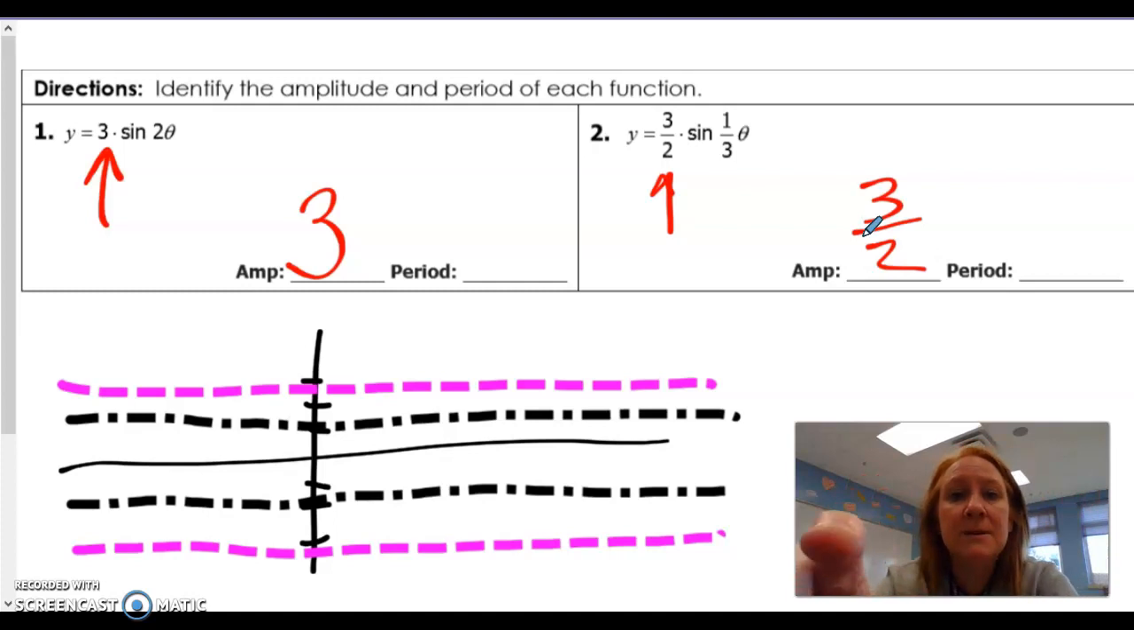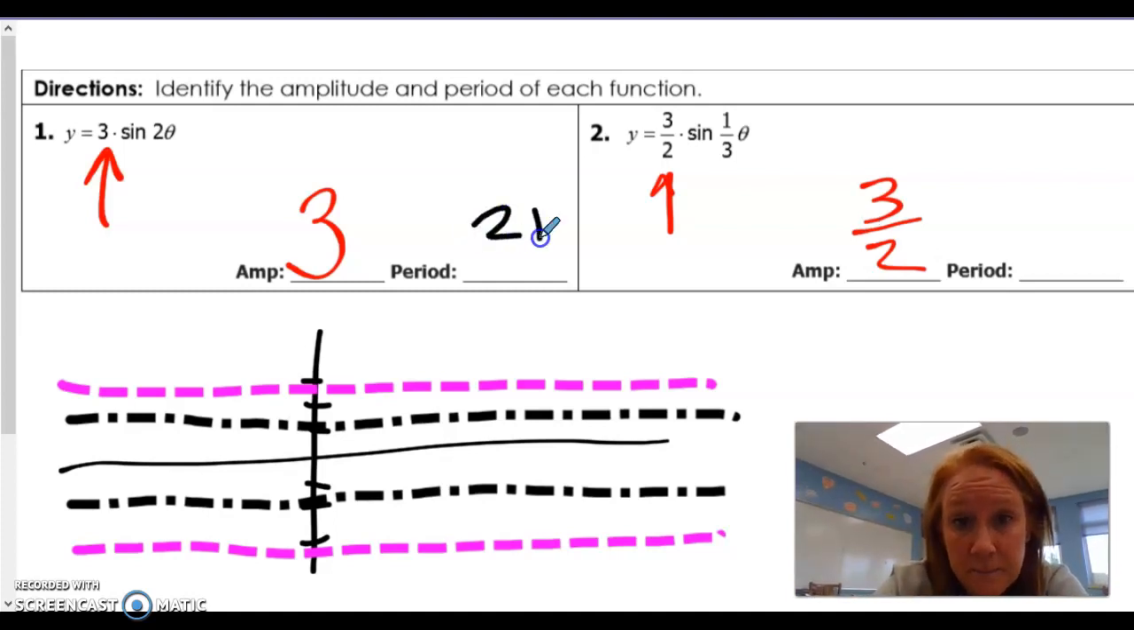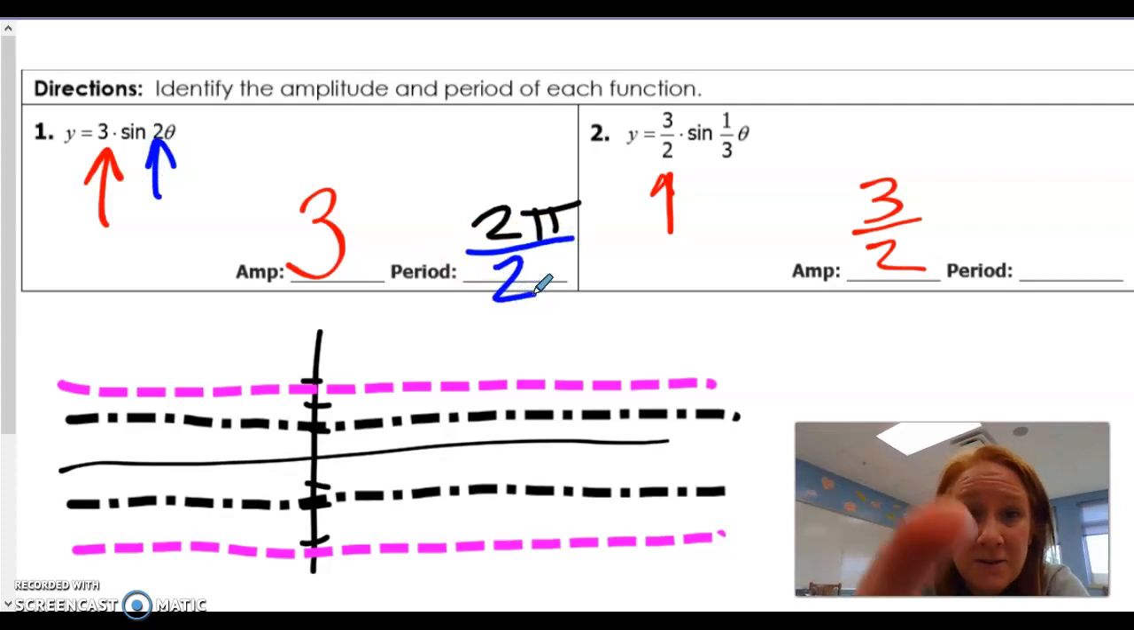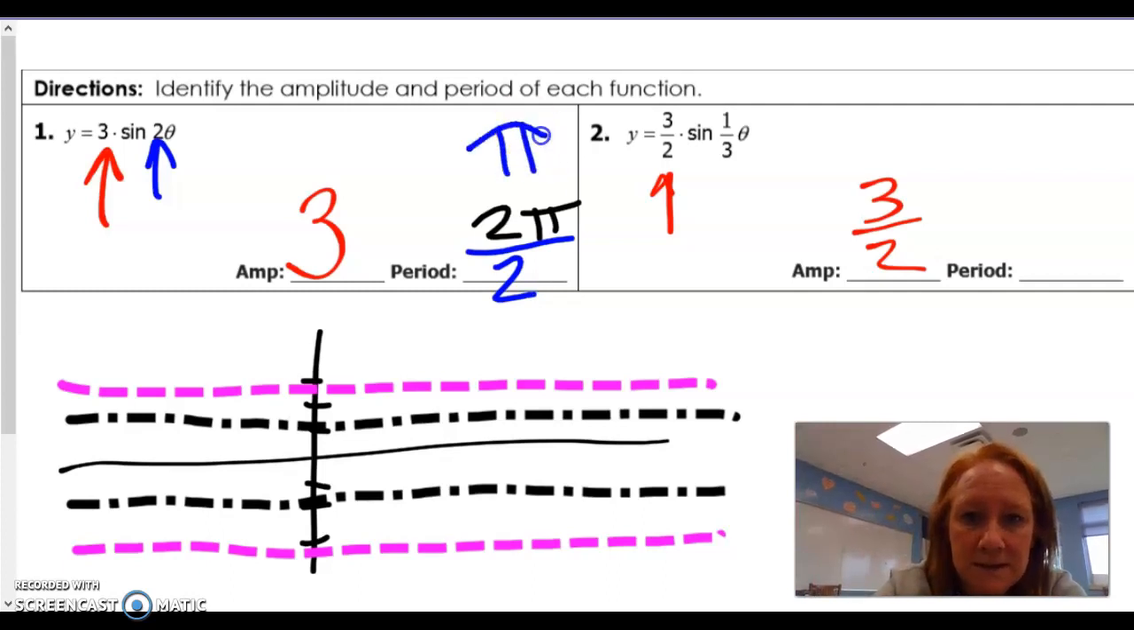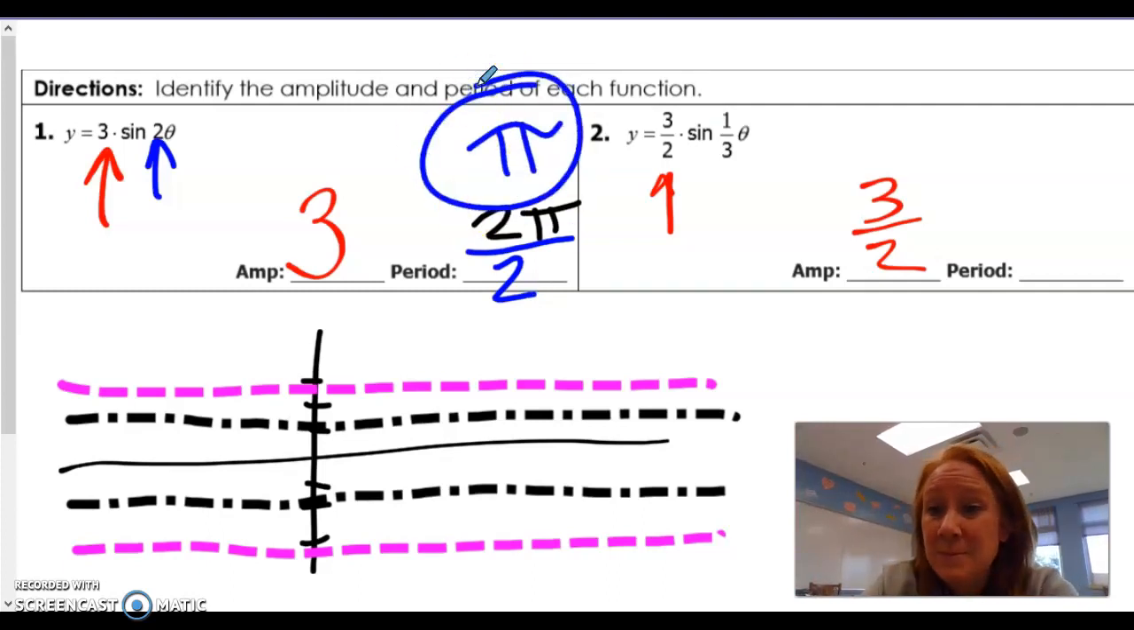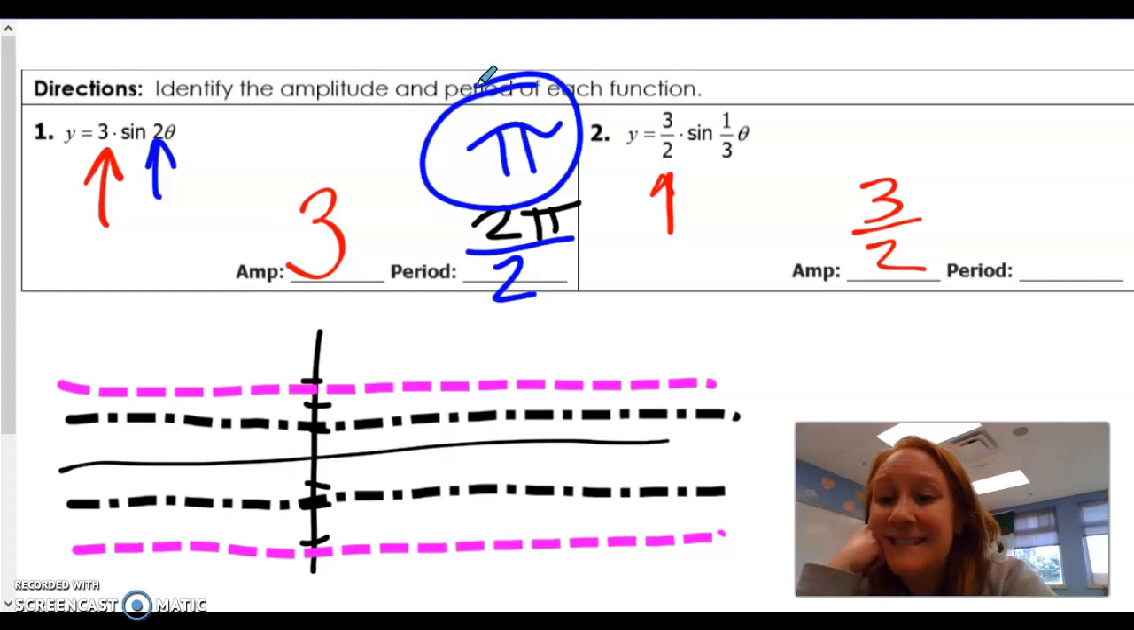Okay, the period. The period of the mother function is always going to be 2 pi. But then you're always going to divide it by that b value. So the period of this one, when it says 2 theta, that actually makes it skinnier, because it can go 2 times as many times, like 2 times as many cycles in the original period. So the period of this is 1 pi. The period of this one is going to be 6 pi.